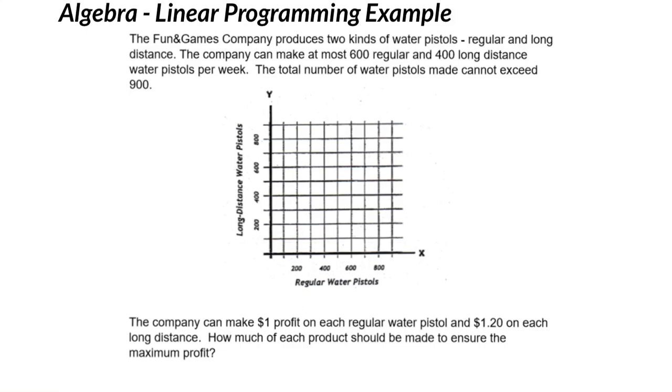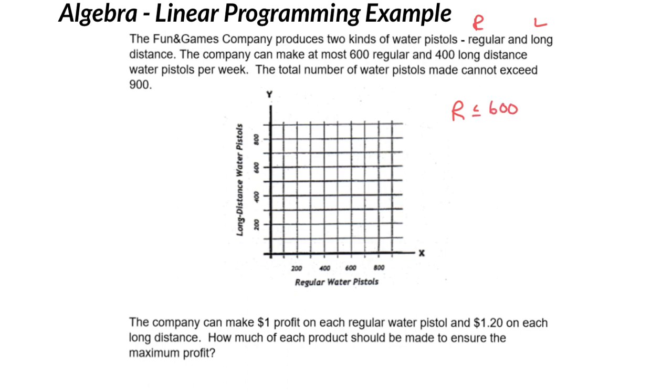Let's do an example of linear programming, which is how we use lines to make feasible regions to answer real-life questions. The Fun and Games Company produces two kinds of water pistols, regular and long distance. I'm just going to start by saying we've got regular and long distance. Those are our variables. The company can make at most 600 regular. So the regular is going to be less than or equal to 600.